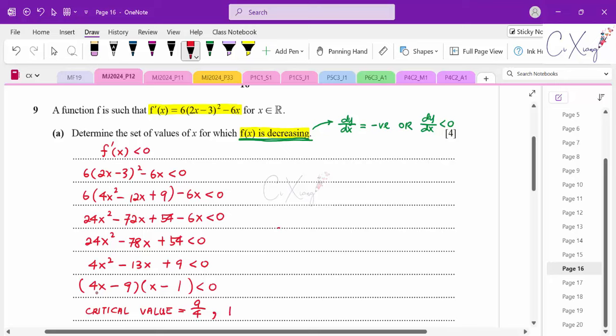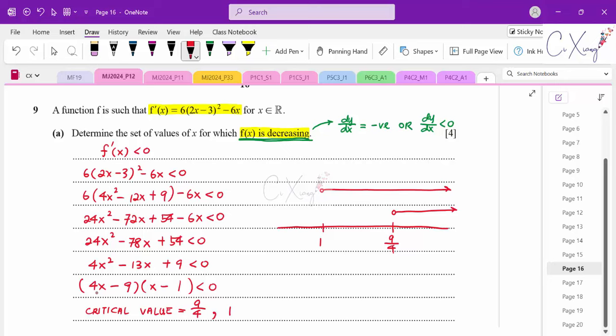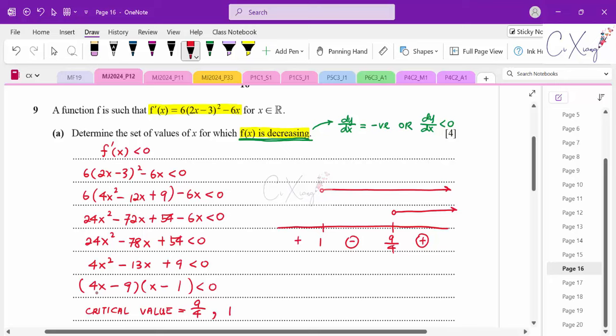And after that, I want to draw a number line from this part. So 1 is smaller, right? 9 over 4 is larger. Therefore, I draw two lines to make the bracket become positive one. Of course, if you want, you can draw a U shape for yourself. And then we are looking for the negative part, right? So positive, positive is positive. Positive, negative is negative. Negative, negative is positive.